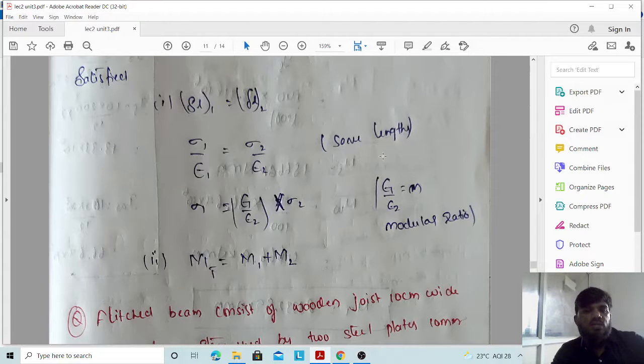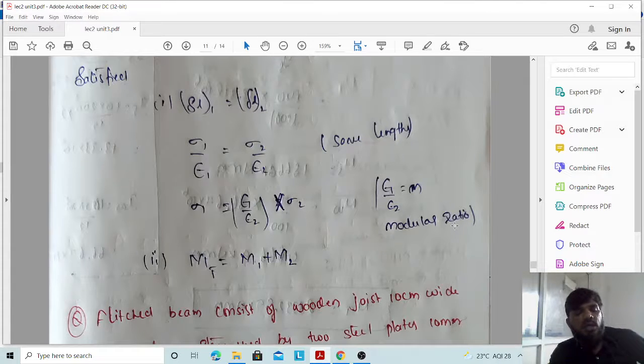The thing you have to remember in composite sections is that most of the time they will be giving you a modular ratio. What is this modular ratio? The modular ratio is defined as the ratio of Young's modulus of the first element to the second element.